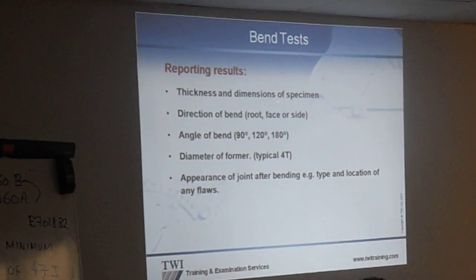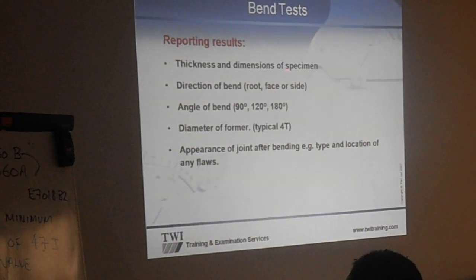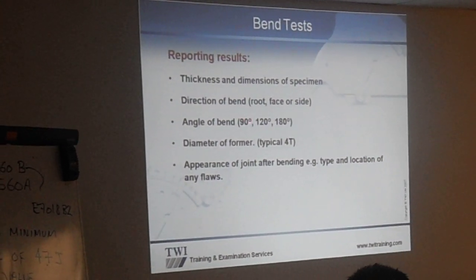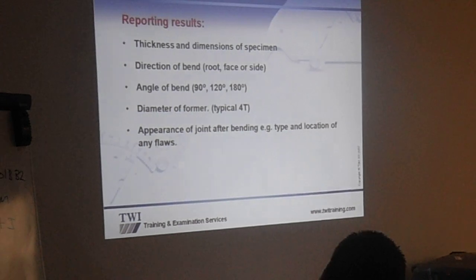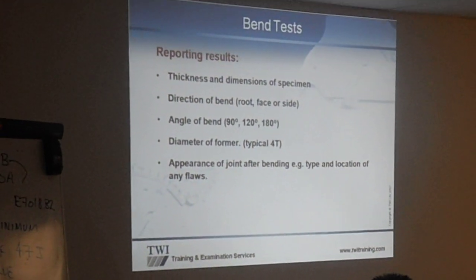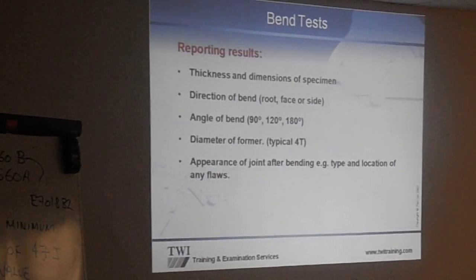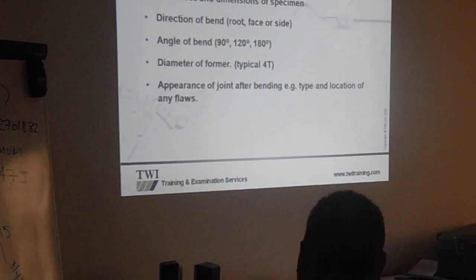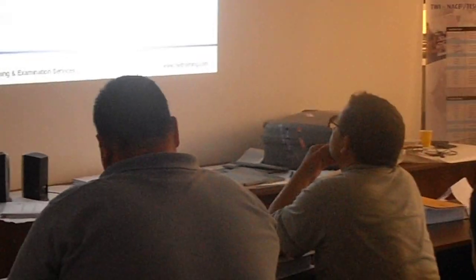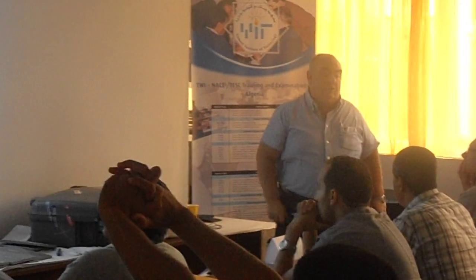Now, reporting of the results: the thickness and the dimensions, the direction of the bend, either root, face or side, the angle of the bend, either 90, 120, 180, the diameter of the former, typically 4T, 4 times the thickness, and the appearance of the joint after bending, the type and the location of any flaws. I can tell you, when I first saw that 1104, which I used to teach, I thought it was 4 mm, actually not 3. It is 3, you're correct.